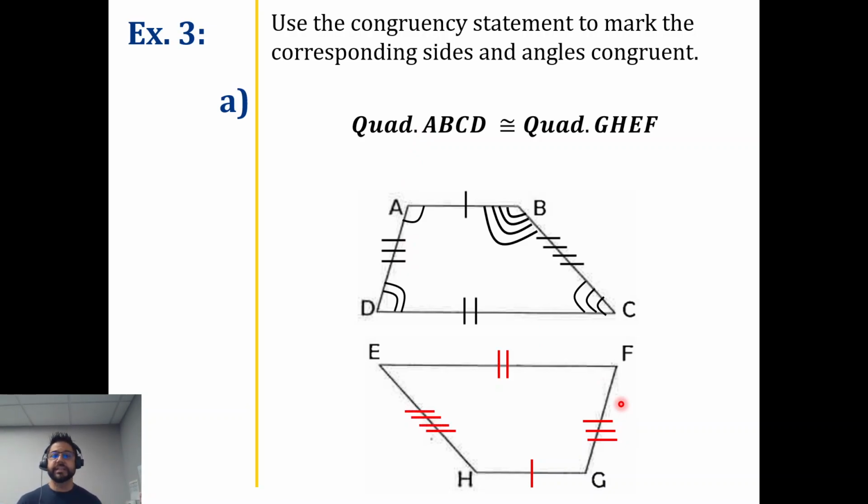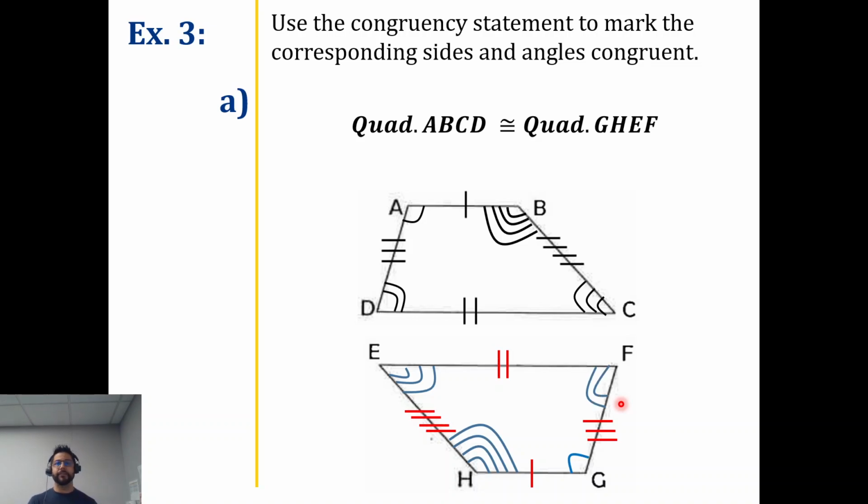Now, we already did talk about the arcs, so if you haven't put those yet, remember angle A matches up with angle G. Angle B matches up with angle H, because again, angle B is in second position, angle H is in second position as well. Angle C matches up with angle E. And then finally, that last one, angle D matches up with angle F.